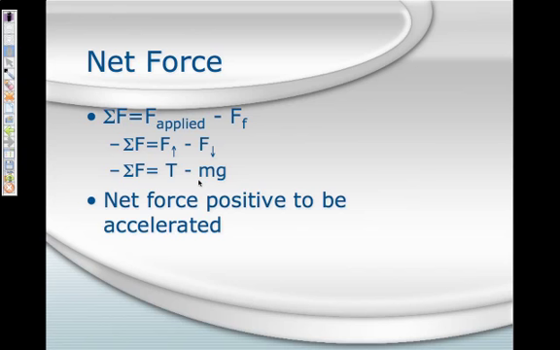The net force is equal to the force up minus the force down, because they're in opposite directions. And tension minus the weight. Now, that's going to depend on whether you're moving up or down, really. Right here, out in front, right here. Sigma means net, the sum of all the forces. So the net force has to be positive in order for an object to be accelerated.